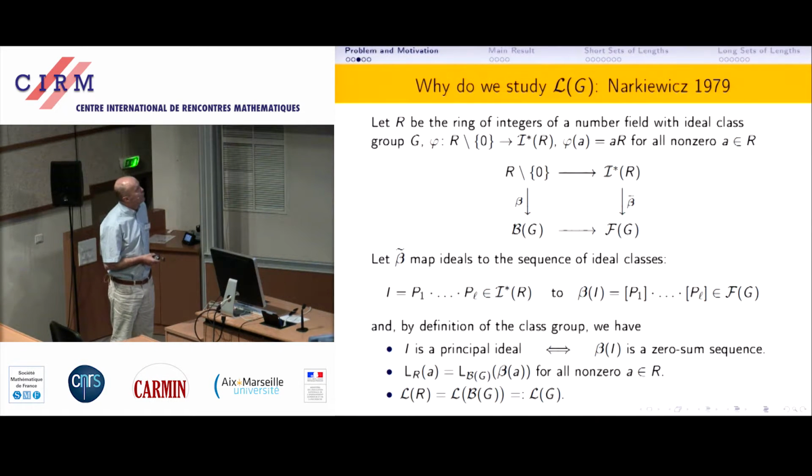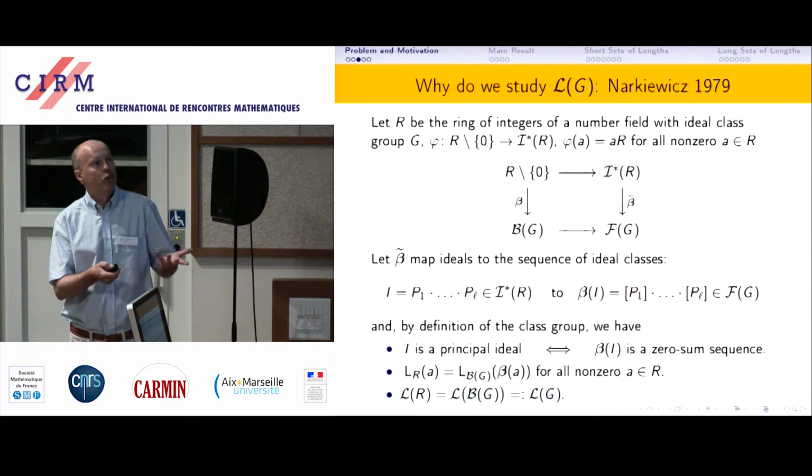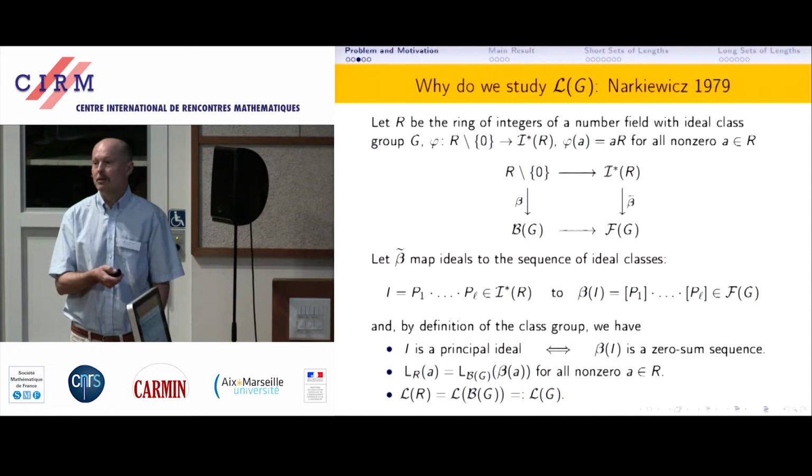going back to the 70s and given by Narkiewicz in the late 70s. Consider a ring of integers R. This is a Dedekind domain, and in a Dedekind domain, every ideal is a product of prime ideals. So we look at the map, sending elements to the principal ideals, and whenever we have an ideal, we look at its prime ideal decomposition and map it to the sequence of ideal classes. And by definition of the ideal class group of the domain, this ideal is a principal ideal if and only if the sequence is a zero-sum sequence.